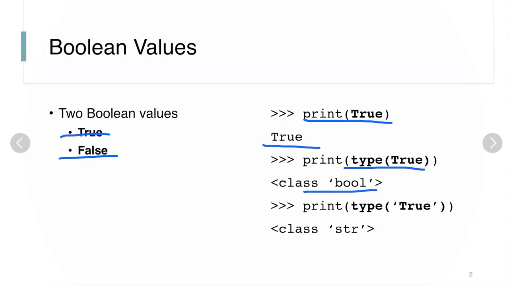But for example, if you look at the type of true in this last example, because of the quotations around true, that is a string value. So therefore, the type of this literal is a string.